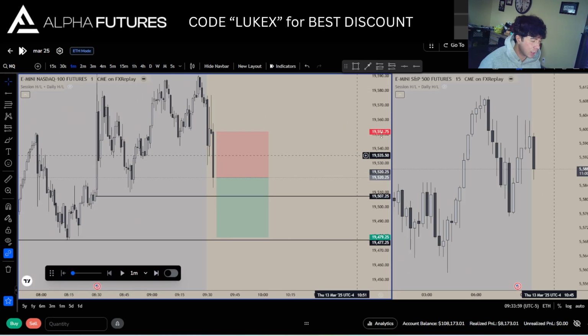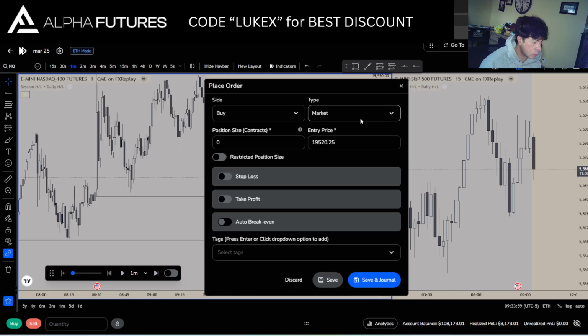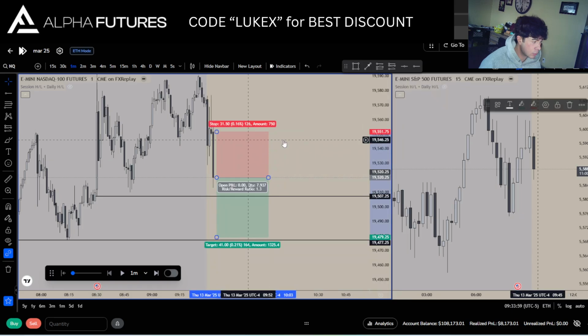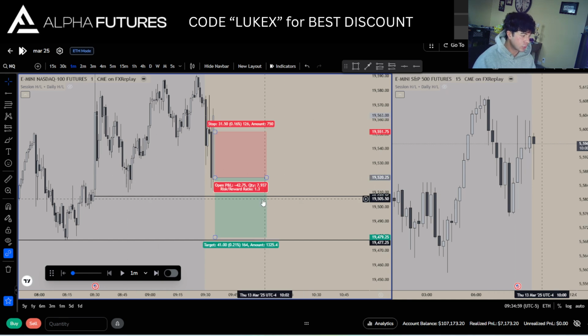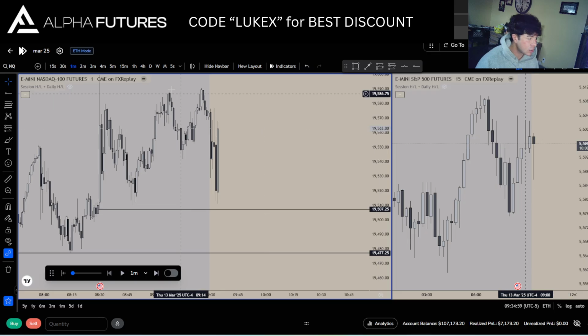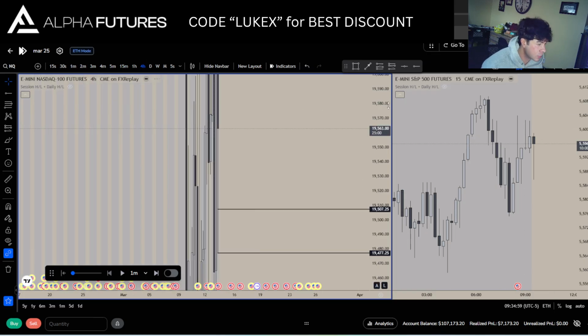Now this isn't like a great example, but I'm gonna go for it. I kind of like this. Yeah, we get stopped. I honestly thought we were gonna just flush through. So that's our first loss of the session. 6-1. It is what it is.